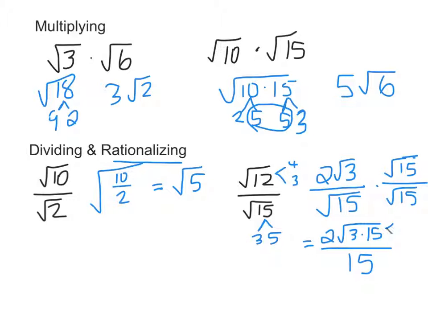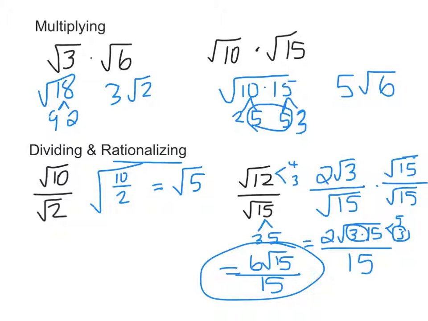Now, like we said earlier, 15 is 5 and 3. I see that I have a pair of 3's, so I can take one of those out. 2 times 3 is 6. Square root of 15 all over 15, and that's your final answer.